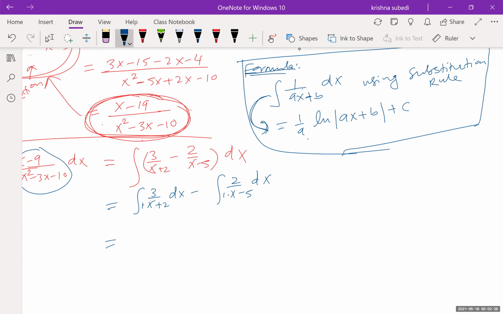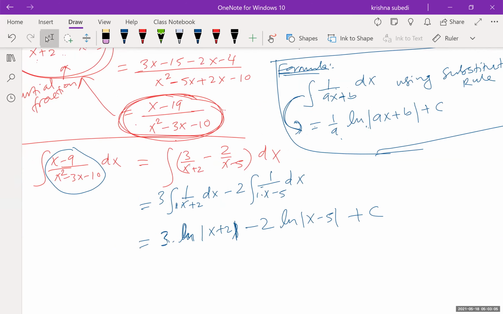You can write the 3 outside if you like, and the 2 outside if you like. We have already discussed that. So using this formula, this is going to be 3 ln of absolute value of x plus 2, and the coefficient of x is 1, so it is 1 over 1, and you don't have to write that. So just write 3 natural logarithm of x plus 2 minus 2 natural logarithm of x minus 5 plus c, done. This is what we're going to do.